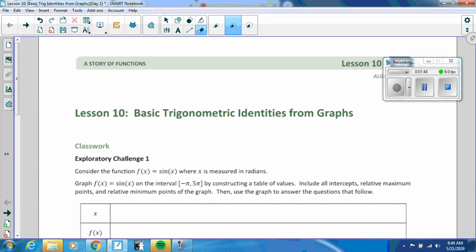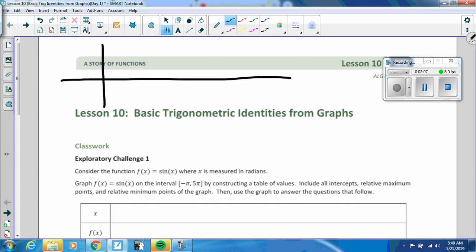Do you think it's going to look any different? Is the shape of the wave going to look any different? No, it's not going to look any different. The only thing that's going to change is what's changing. Instead of those being degree measures, those are going to be radian measures, right? Nothing changes.